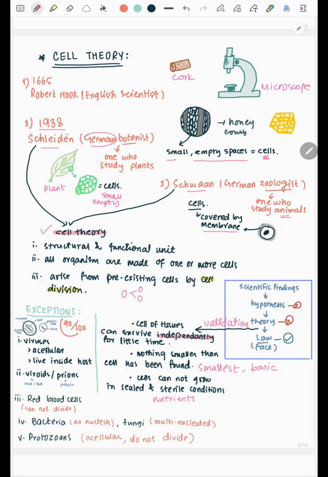Now, as I told earlier, there are a few exceptions to the cell theory. Exceptions include viruses, viroids and prions, red blood cells, bacteria, and protozoans. Viruses are acellular, that is, they do not follow the basic structure and the mechanism of a cell. Next, they can only live inside the host, they cannot survive independently.